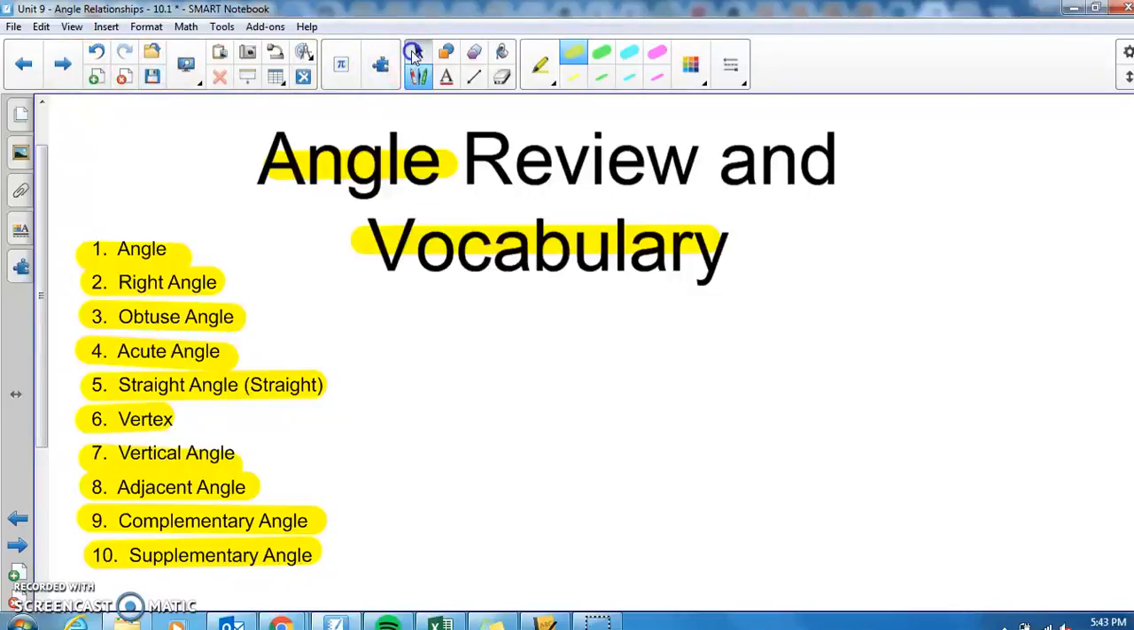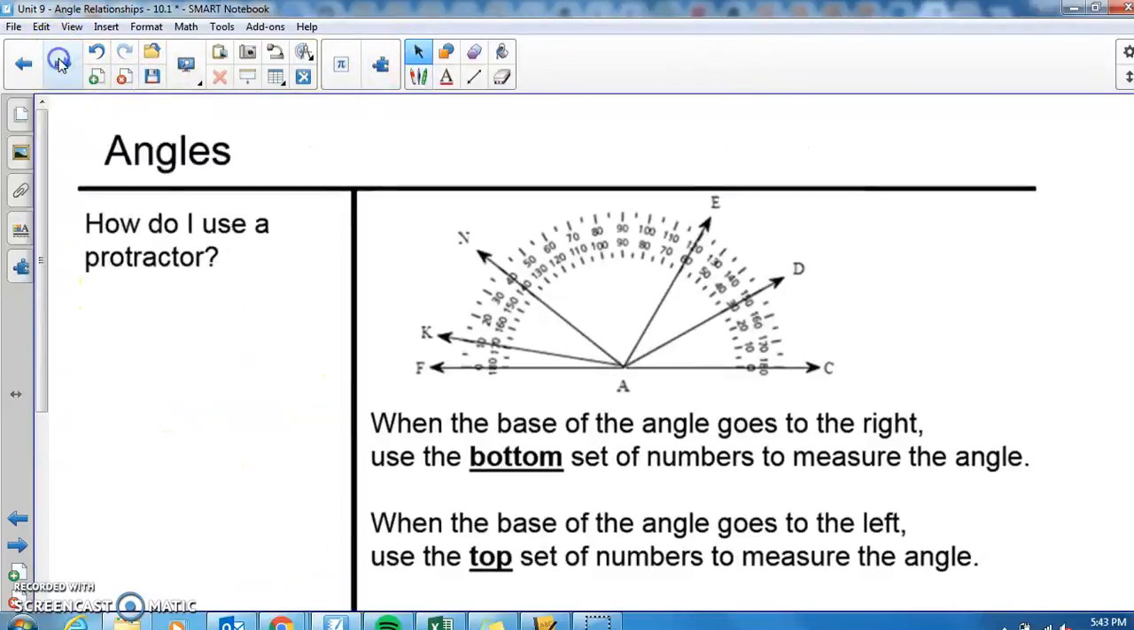All right, so moving right along. This right here is what is called a protractor. A protractor is used to measure angles. So what I want you to do is copy this down. And how do I use a protractor? Protractors are shapes that look like this right here.